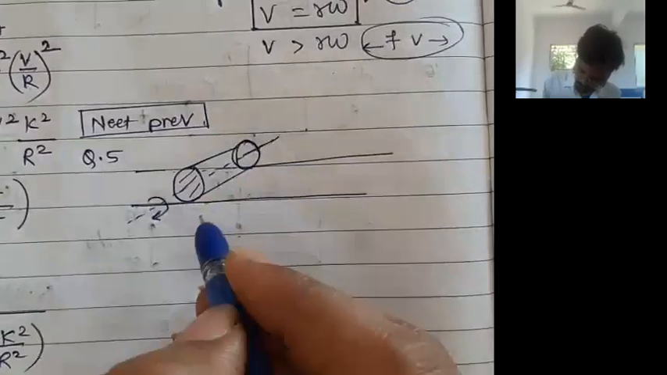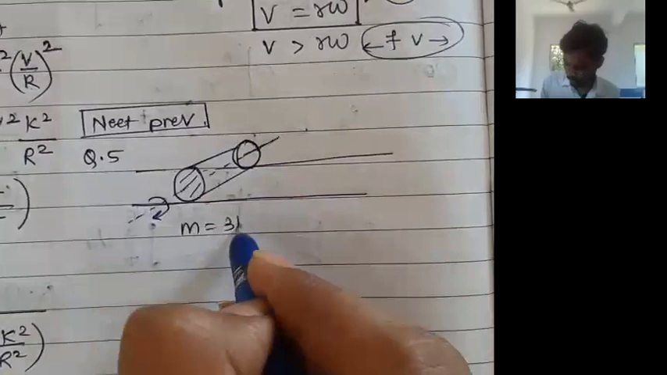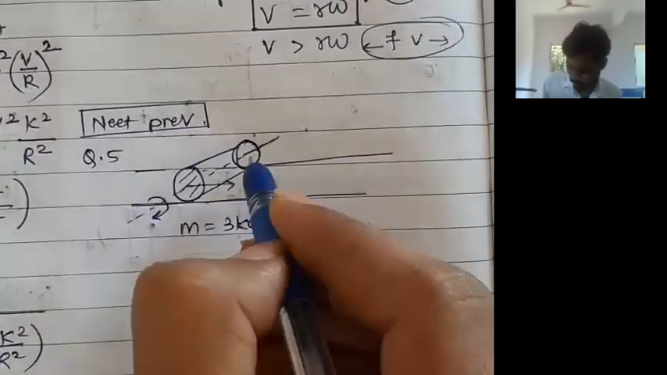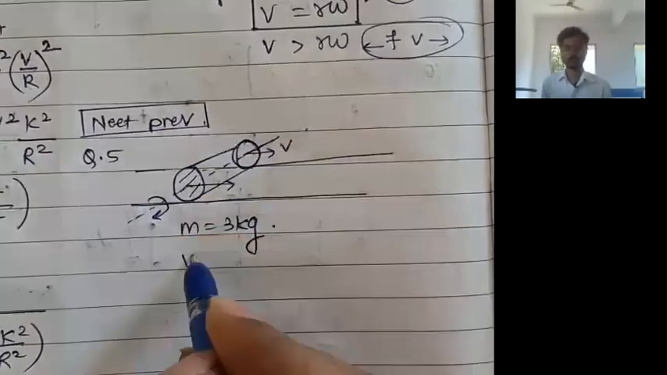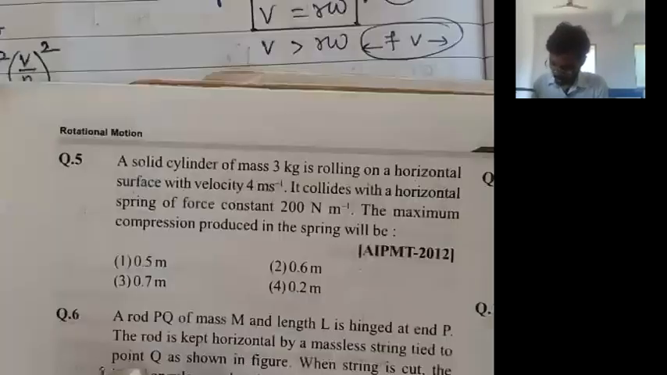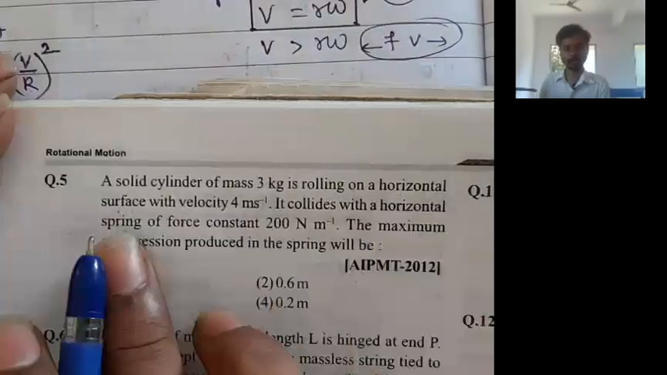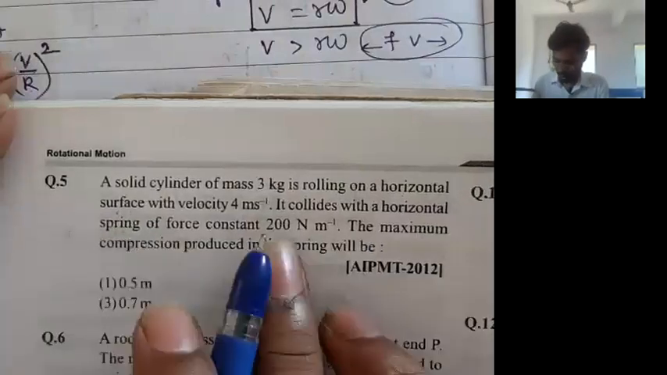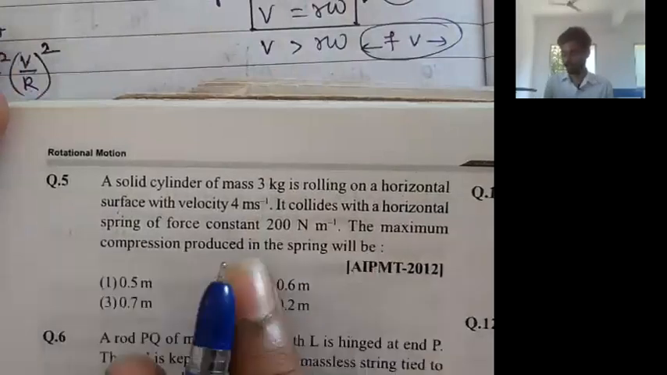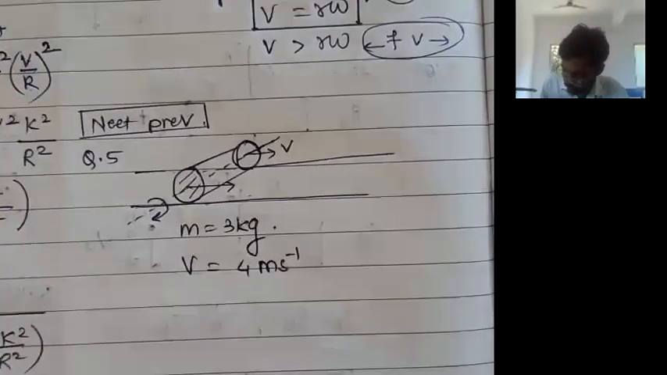Okay, what is the data given? Mass of the cylinder is equal to 3 kg and rolling with the velocity of center of mass, that v is given as 4 meter per second. Fine sir. Next, it collides with the horizontal spring of force constant 200 Newton per meter. Okay, the maximum compression produced in the spring will be. Okay sir, fine. So try to understand. This collides with the spring.